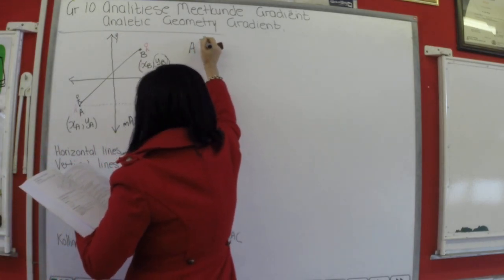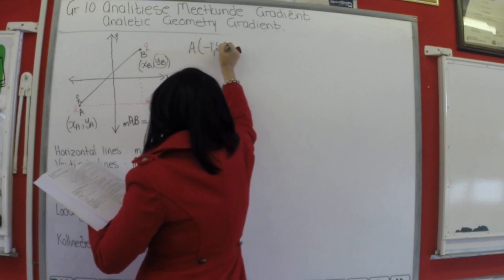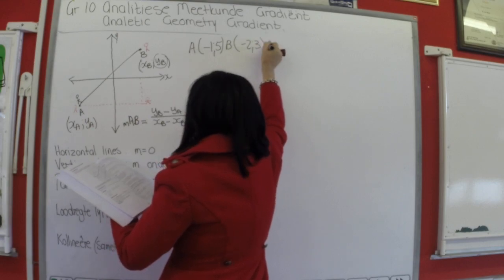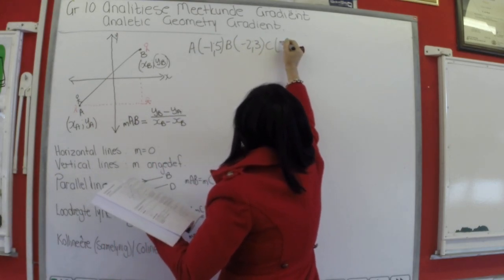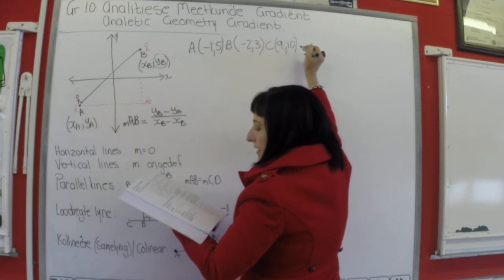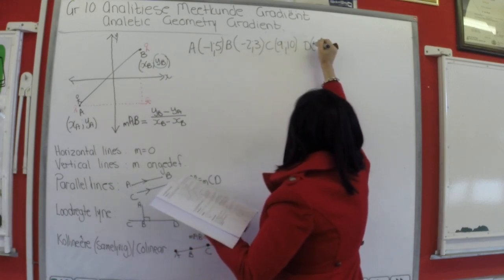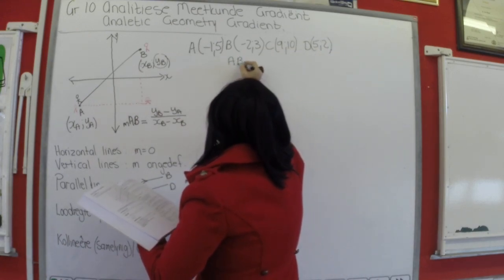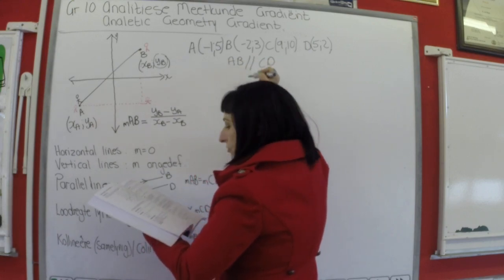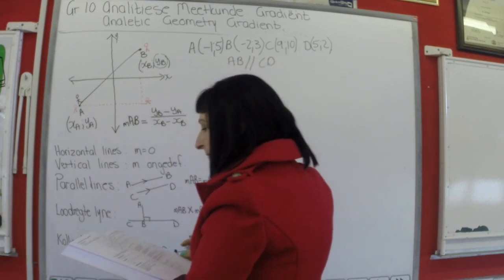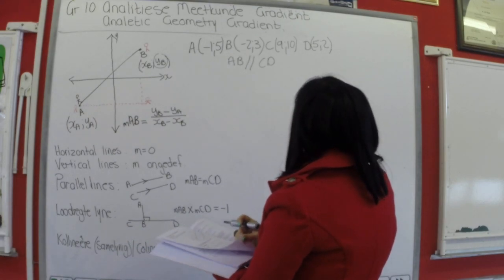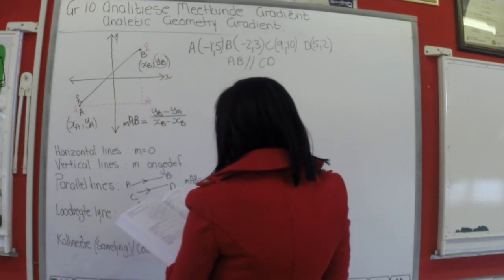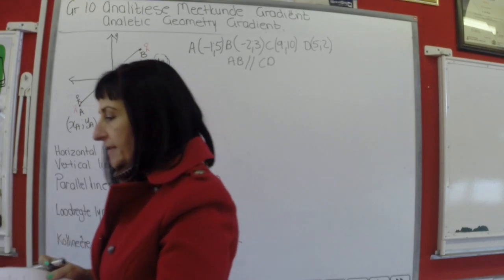Punte, we've got points, A, minus 1, 5, we've got a B of minus 2, 3, we've got a C, 9, 10, and we've got a D of 5, 2, and they say prove that AB is parallel to CD. Daai is ons parallelle teken, wat sê, bewys dat daardie lyne AB en CD parallel is aan mekaar. Kom ons gaan bewys dit.